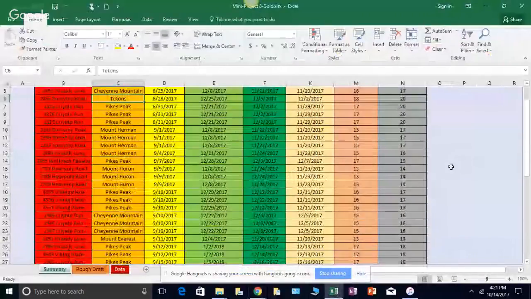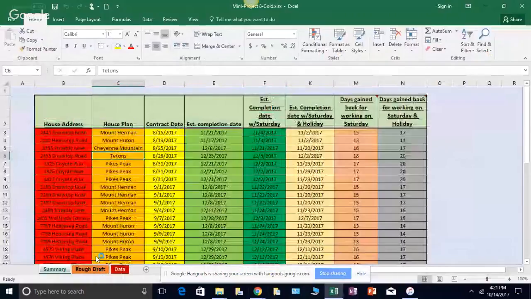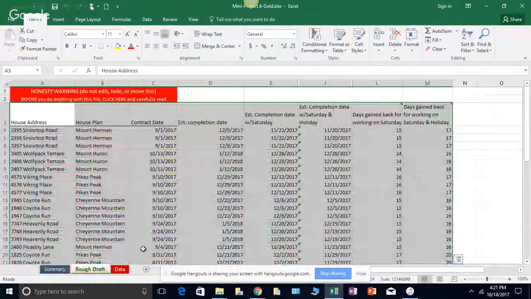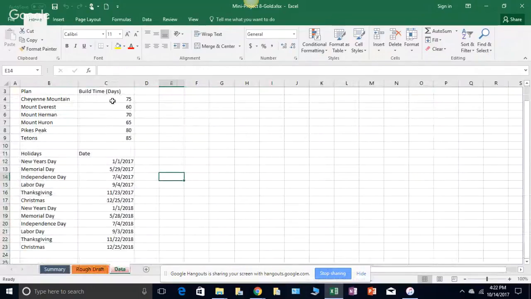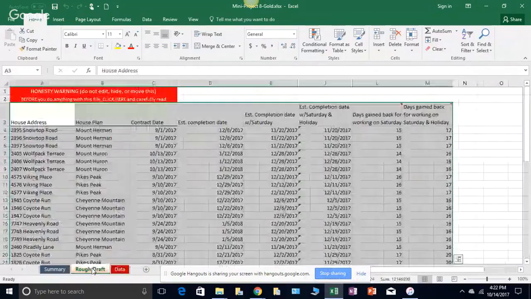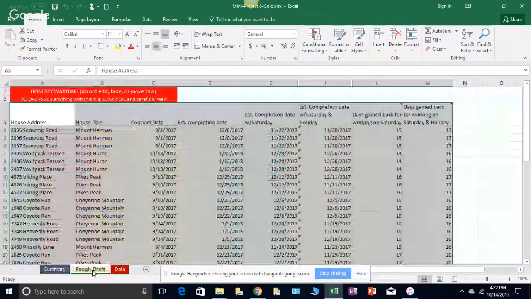So here is the data that was given right off the rough draft. It has the honesty warning and everything, and I was able to do the requirements of what was asked of me to come up with the 5 columns. And here's the data which was given. I put it in the summary, but I'll just show it in the rough draft so I don't mess up my summary.